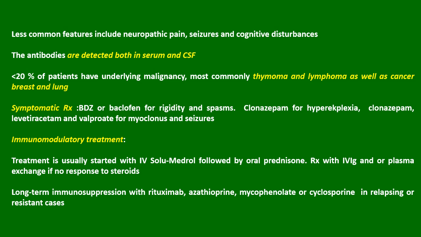Treatment can be symptomatic in the form of benzodiazepines or baclofen for rigidity and spasms, clonazepam for hyperekplexia, and levetiracetam and valproate for myoclonus and seizures. Immunomodulatory treatment is usually started with IV Solu-Medrol followed by oral prednisone. Treatment with IVIG and/or plasma exchange if no response to steroids. Long-term immunosuppression with rituximab, azathioprine, mycophenolate, or cyclosporin in relapsing or resistant cases.